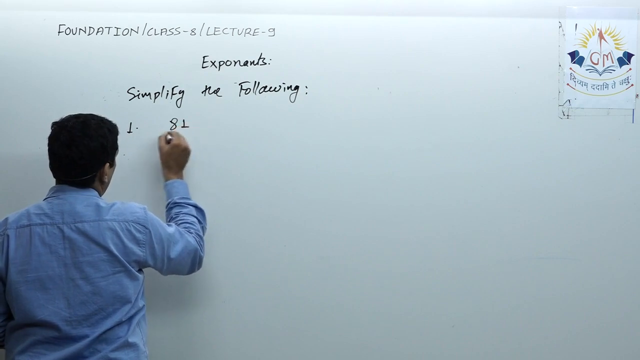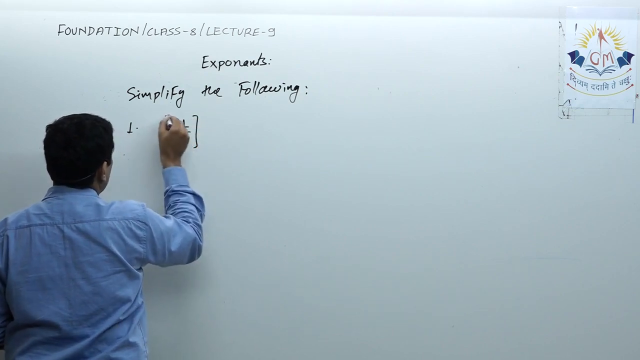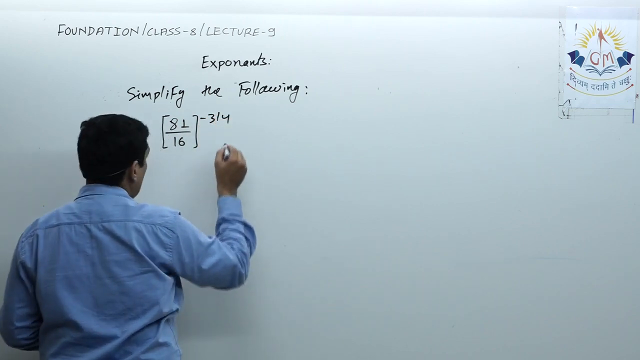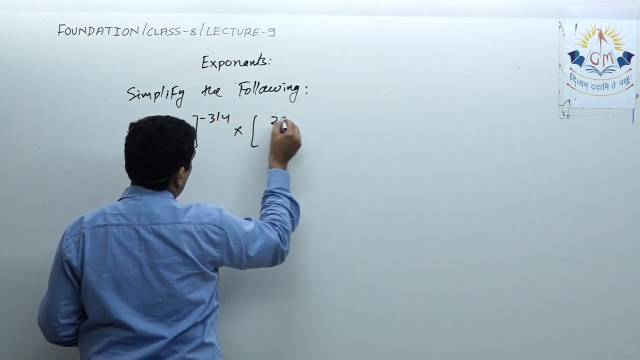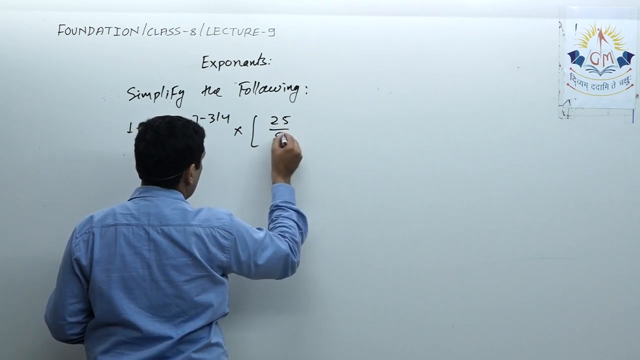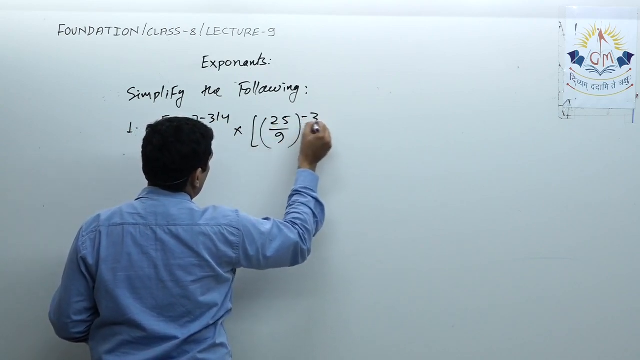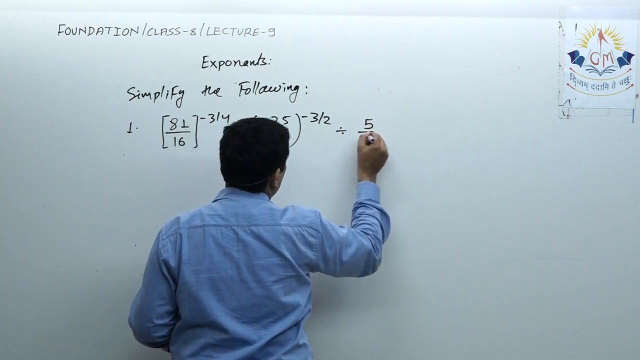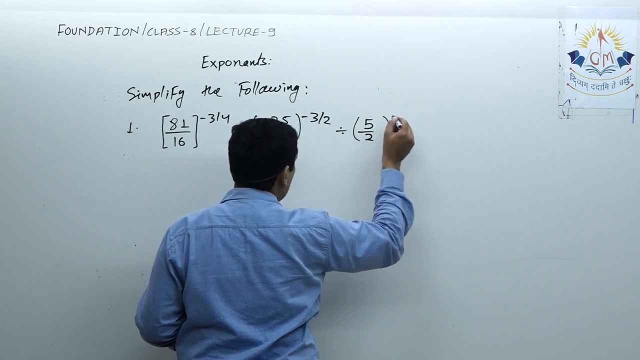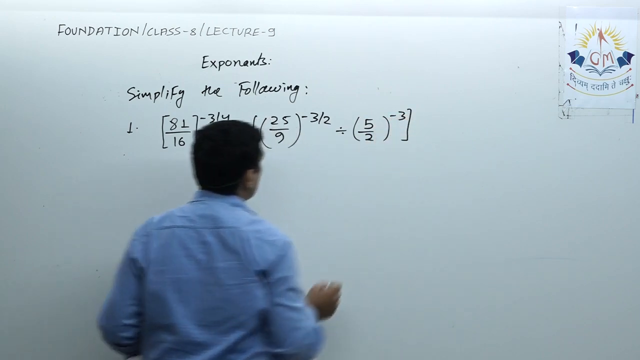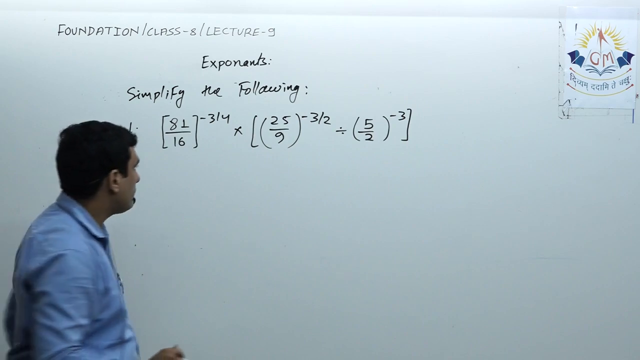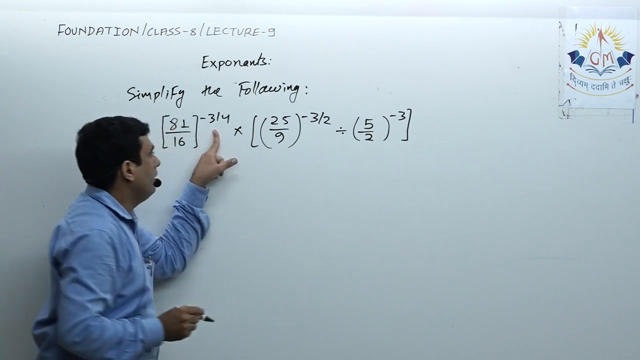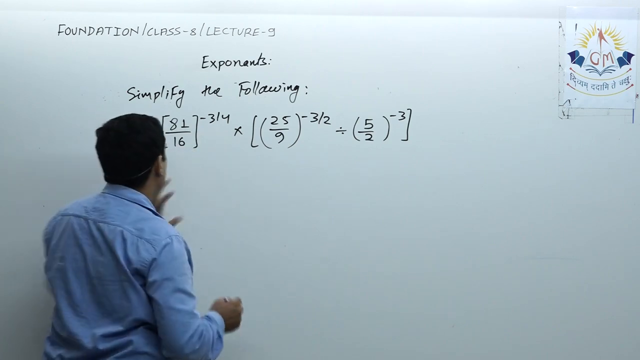(81/16)^(-3/4) multiplied by (25/9)^(-3/2) divided by (5/2)^(-3). Okay, we have to simplify this. So see, first of all, here the power is negative, so I will make it positive.